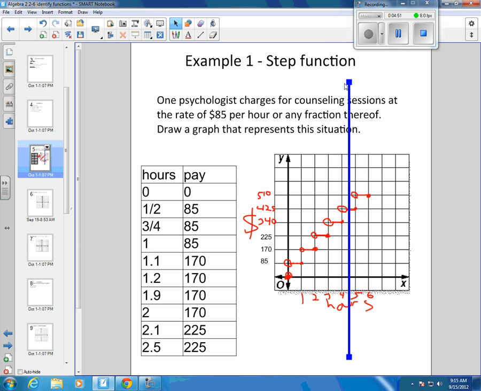no matter where I put that line, it does only cross through one point because at 5 hours, I'm at 425. It's not till 5 hours and 1 second that I would be at 510, and I can move that on across. Same thing at 4 hours. At 4 hours, I'm at $340. At 4 hours and 1 second, I'm then up at 425. So this is in fact a function. It passes my vertical line test, and it's just called a step function because it looks like steps.